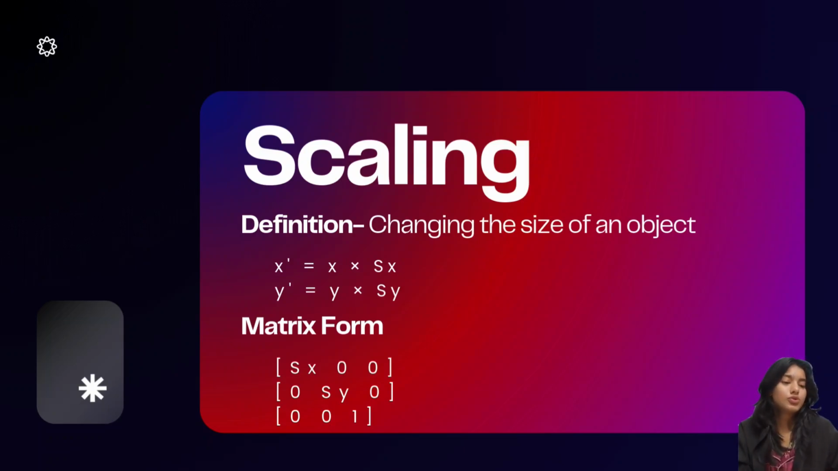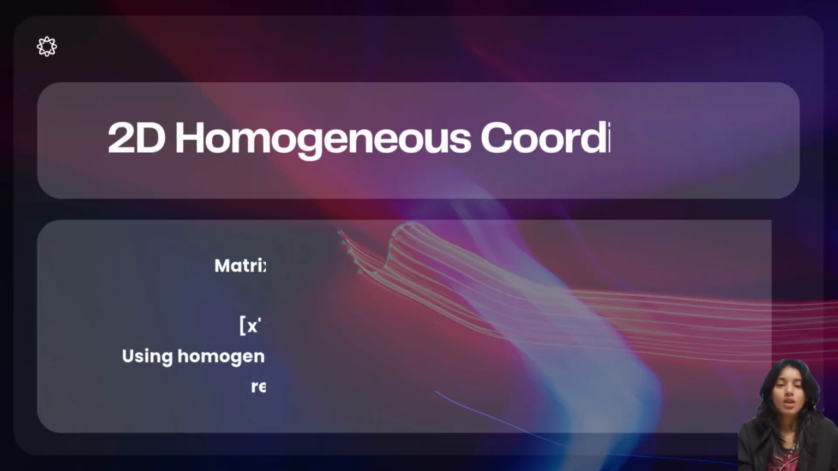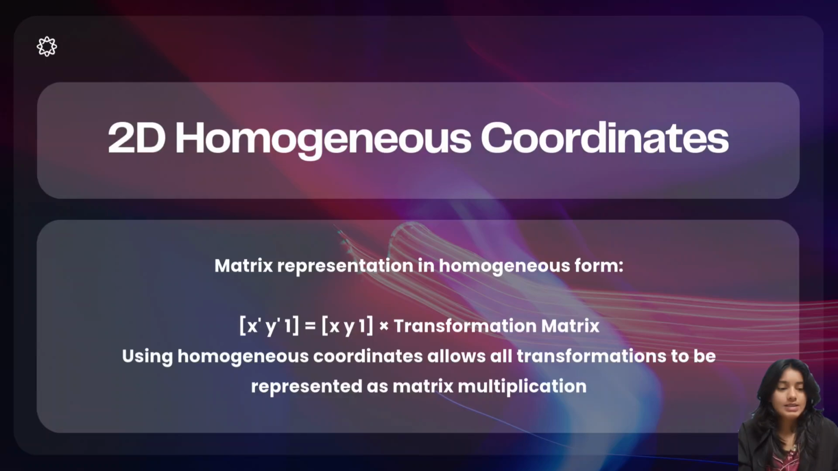Now we'll come to 2D homogeneous coordinates. Matrix representation in homogeneous form will be x dash, y dash, 1 is equals to x, y, 1 into transformation matrix. Using homogeneous coordinates allow all transformation to be represented as matrix multiplication.